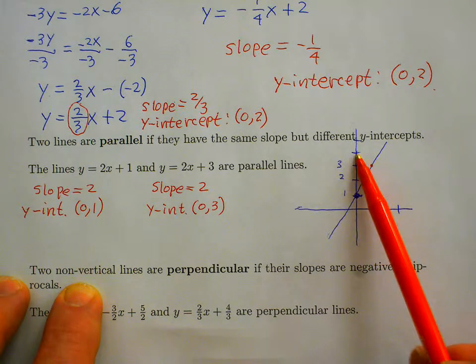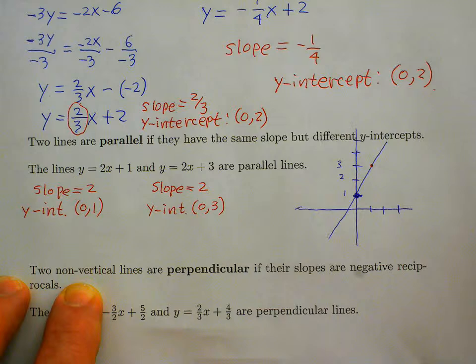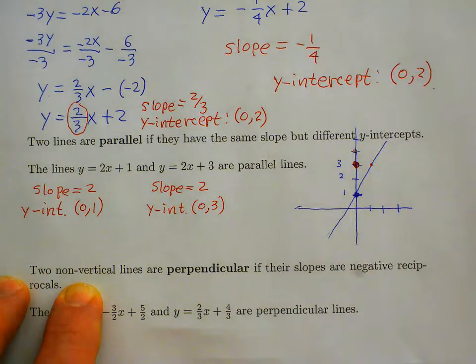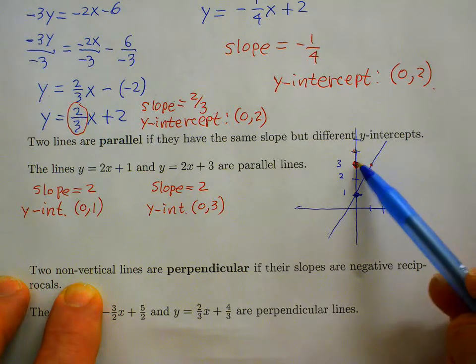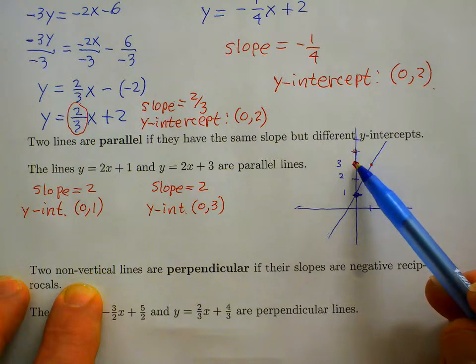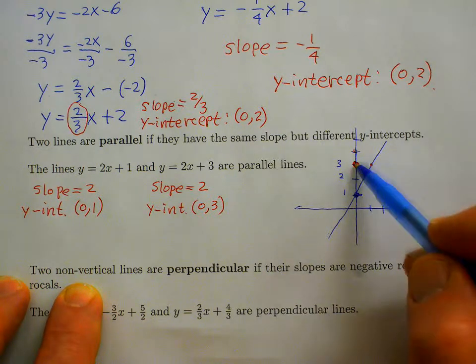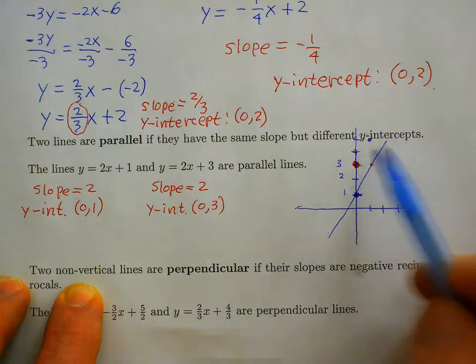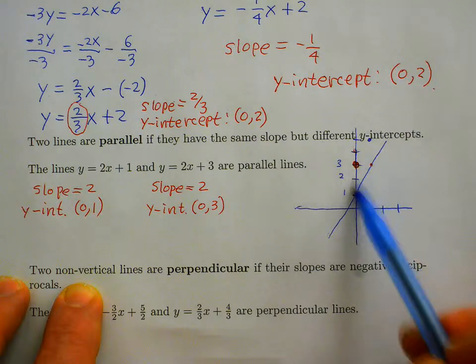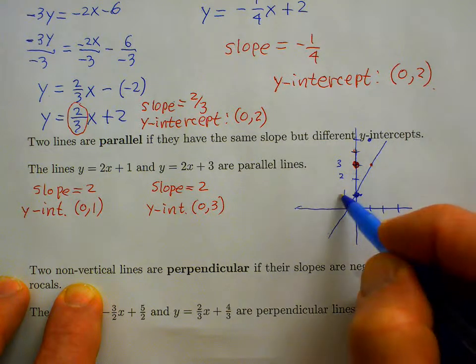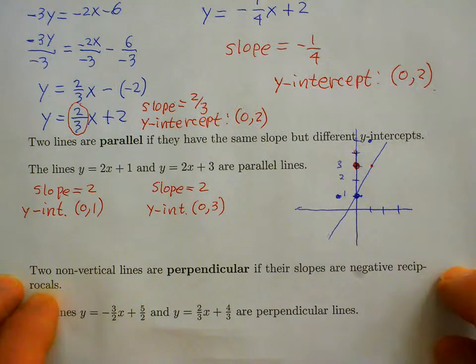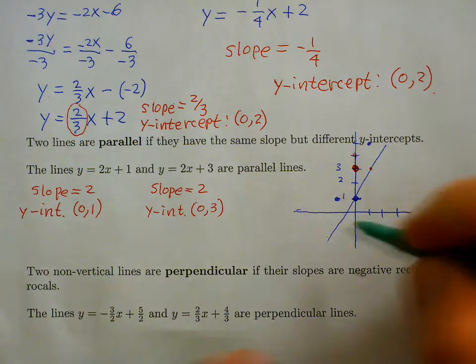Well, the other line has a y-intercept of (0, 3). So (0, 3), this point. And the slope is also 2. So we can think of 2 as positive 2 over 1, and we get this point on the line. Or you can think of it as negative 2 over negative 1, and we get those points.